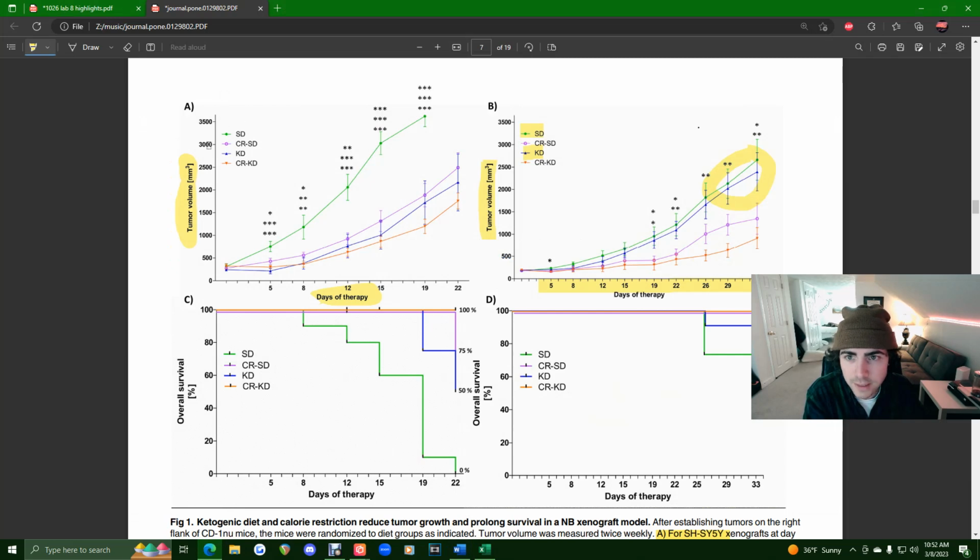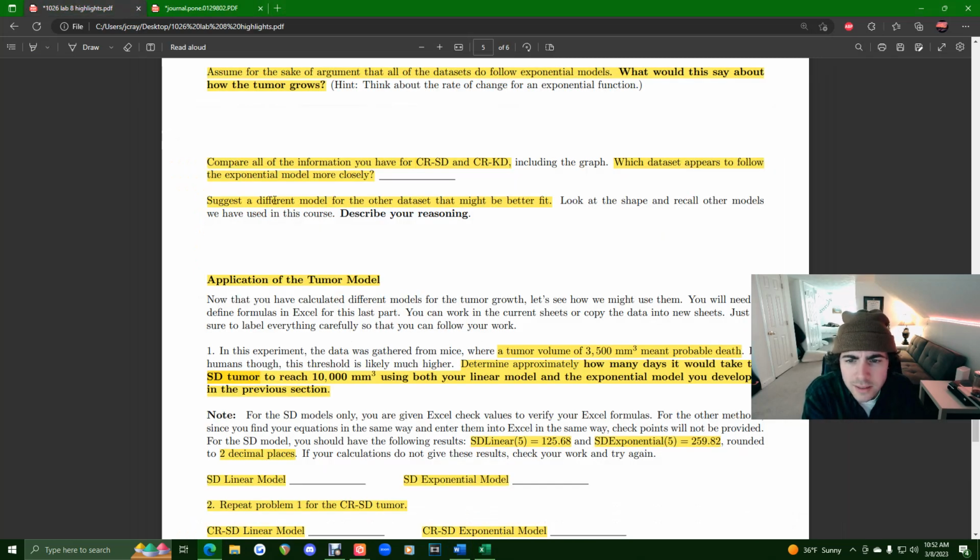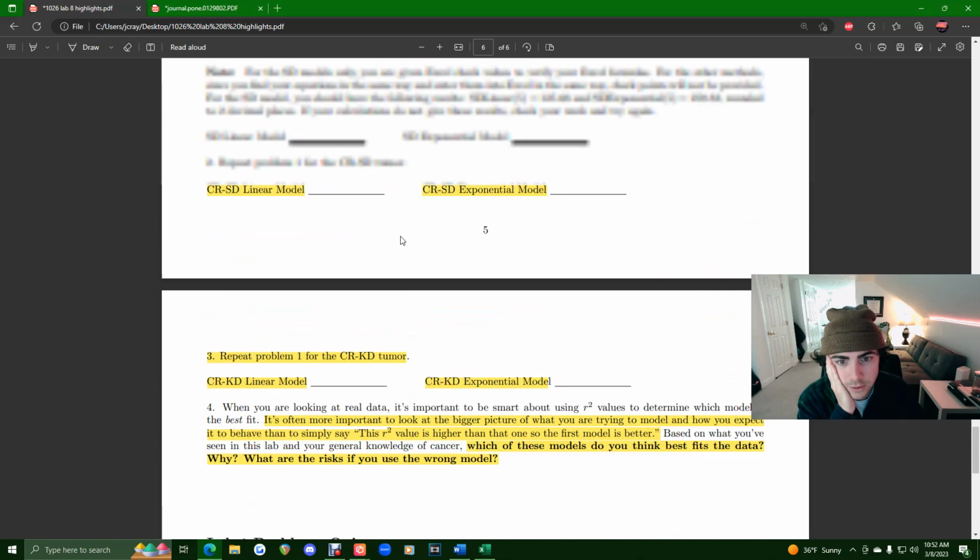They say suggest a different model for the other data set that might be a better fit. I don't know what all models you would have used besides linear and exponential. Shoot. Yeah, I don't know. I'm not going to spend too much energy on this. I would say exponential is still probably pretty solid. Let's not waste any more time.